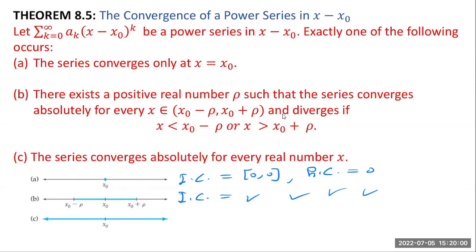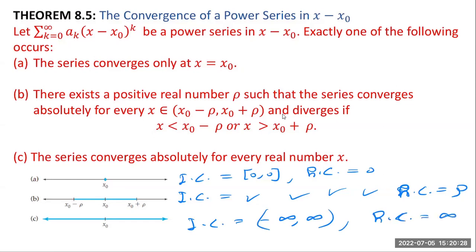And of course, I can write the radius of convergence here. What is the radius of convergence? That is half of the length of this interval, that is clearly rho, because this length is 2 rho. And here, for the third case, the interval of convergence is clearly minus infinity to infinity, all real numbers. And the radius of convergence is clearly infinity, because half of the length of this interval is again infinity.